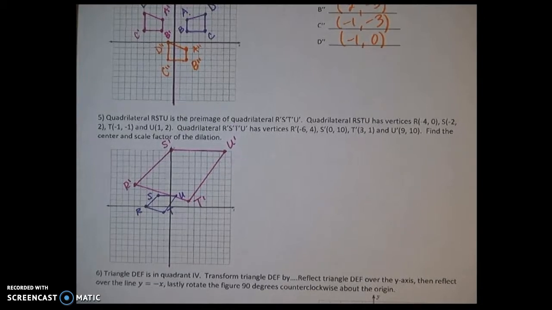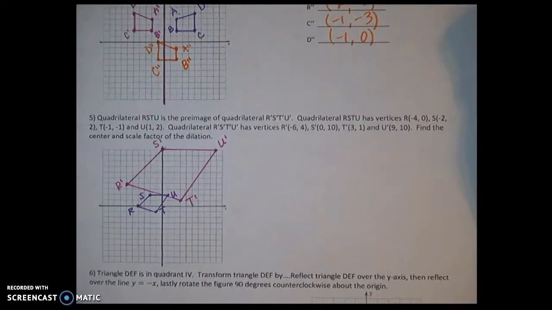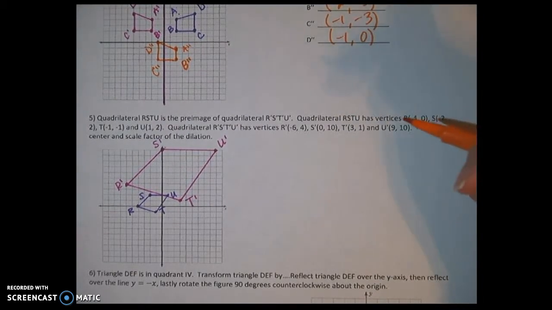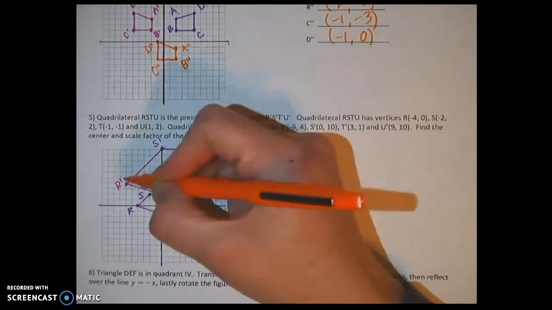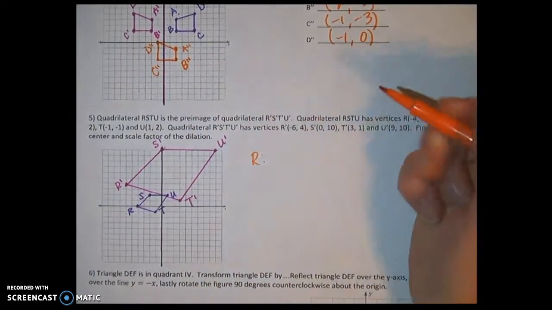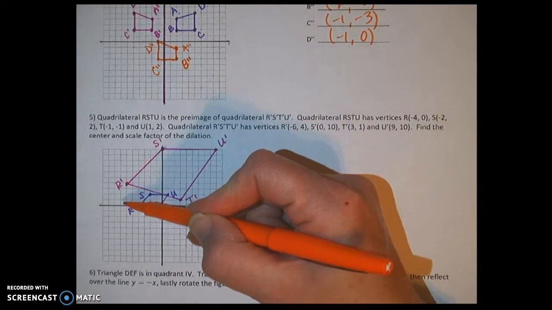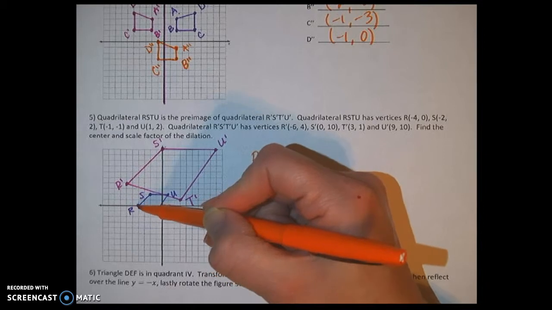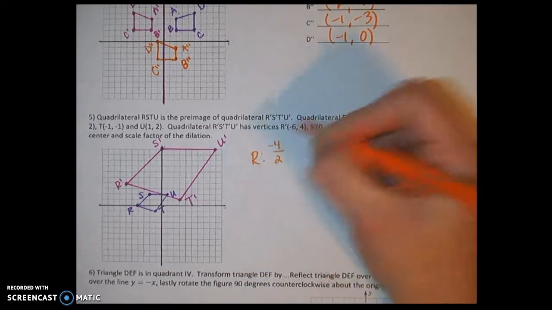Okay, so I am back. And we need to find the center and the scale factor. To find the center, there's a couple different ways that we did it. What we did is we found the slope. I'm going to use R. So if I look at R, I'm going to use the slope of it goes down 1, 2, 3, 4, and right 2. Remember, you're always going from the bigger one to the smaller one.